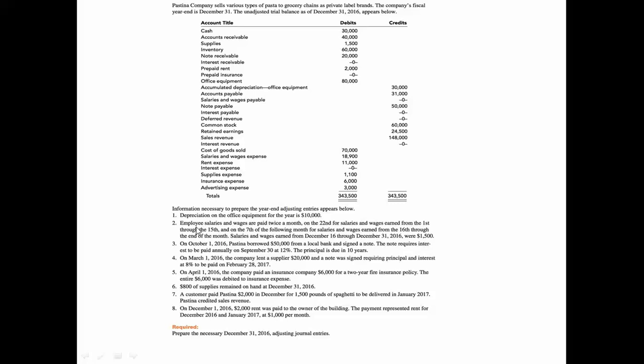Number 2, employee salaries and wages are paid twice a month, on the 22nd for salaries and wages earned from the 1st to the 15th, and on the 7th of the following month for salaries from the 16th to the end of the month. Salaries and wages earned from December 16th through December 31st were $1,500. So let me see, this is number 3. Actually, I'm sorry, number 2. It's hard for me to even see this.